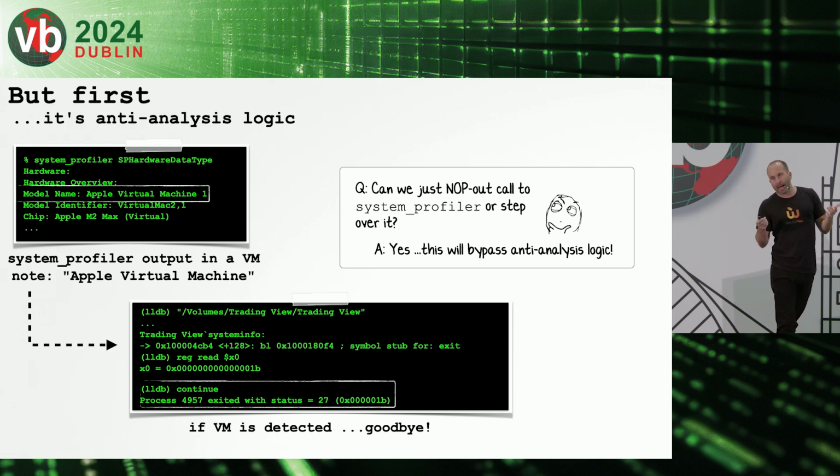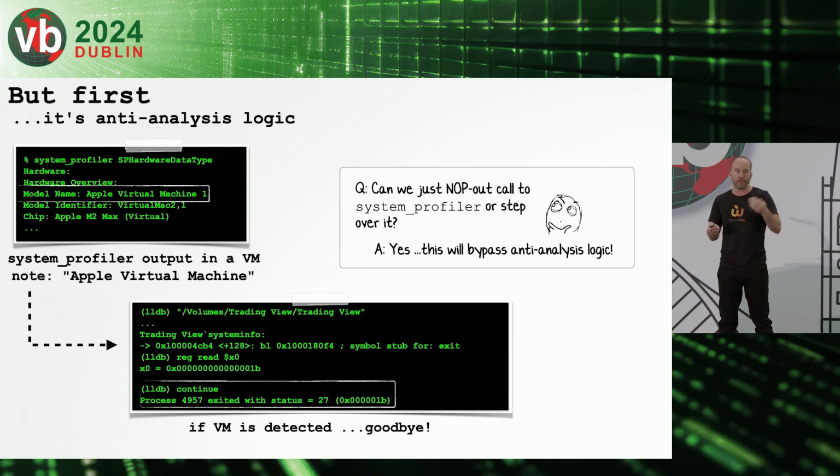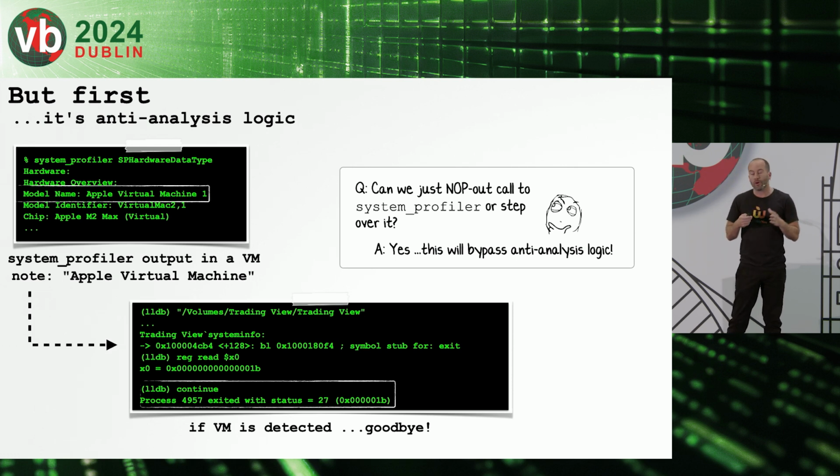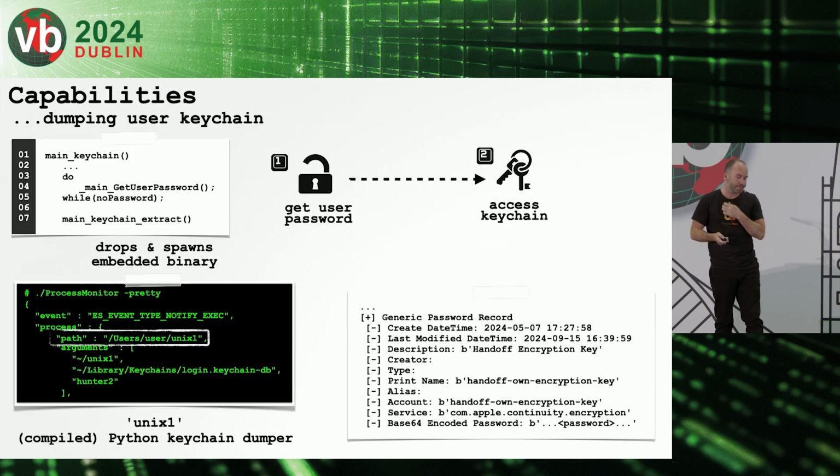So the question is, how do we bypass this? Super trivial. You just knock out the call to executing that utility, or in a debugger, you just step over it. So really not that complicated once you have pinpointed that. And then your continued analysis can continue even within a virtual machine.